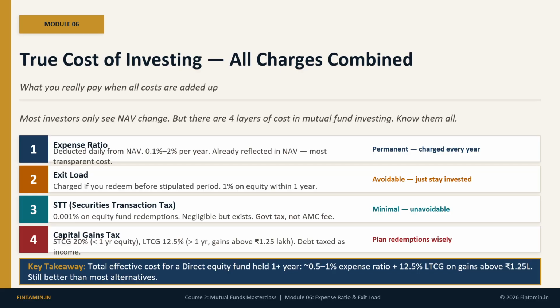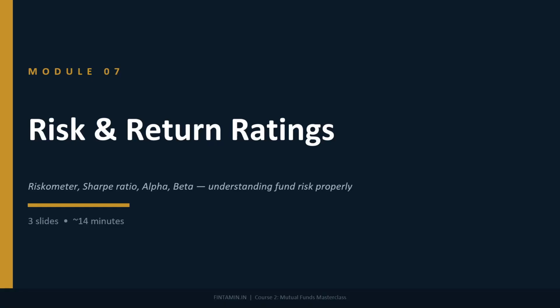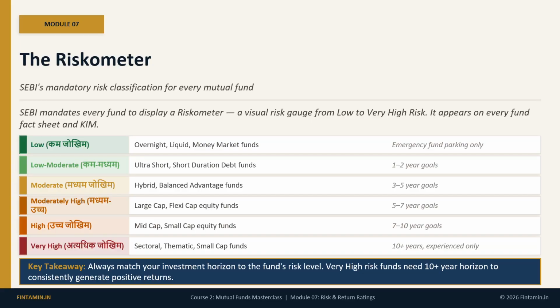Now that we understand charges, let us understand risk, which is module number 7, risk and return ratings. How do you measure risk? How do you know if a fund's returns are genuinely good or just market-driven luck? Let me give you the tools. Think of this as slightly better than a savings account. Low to moderate: ultra short and short duration debt funds for 1 to 2 year goals.